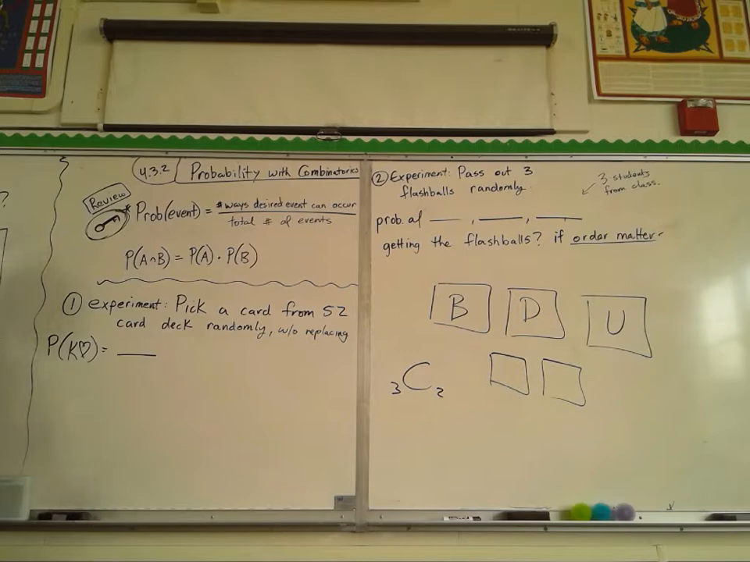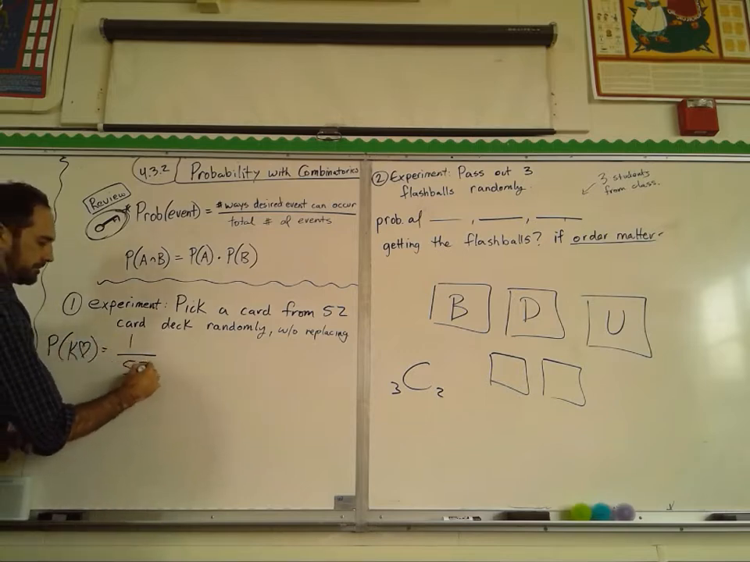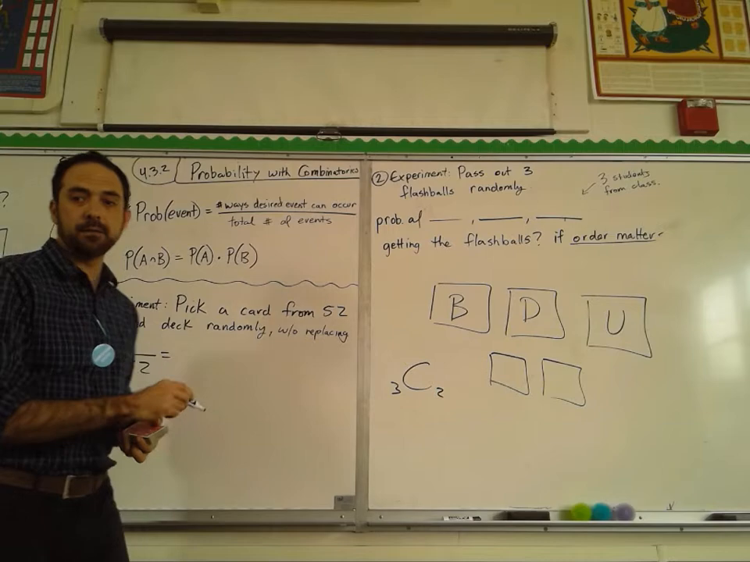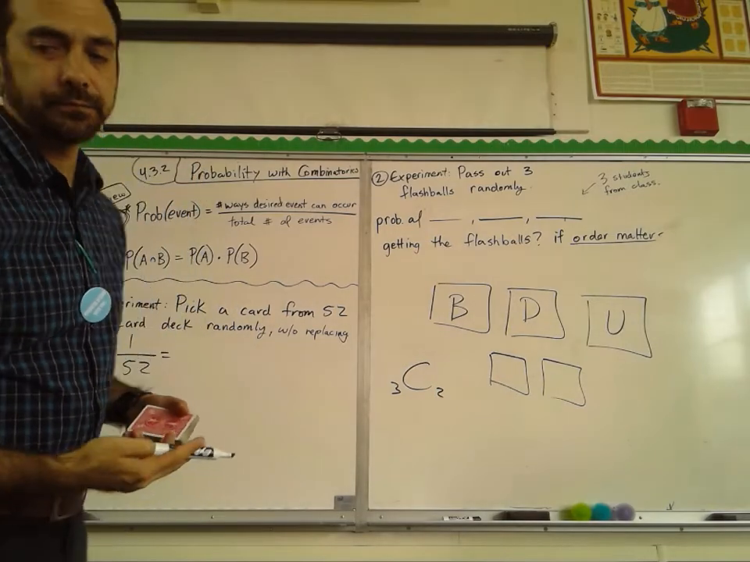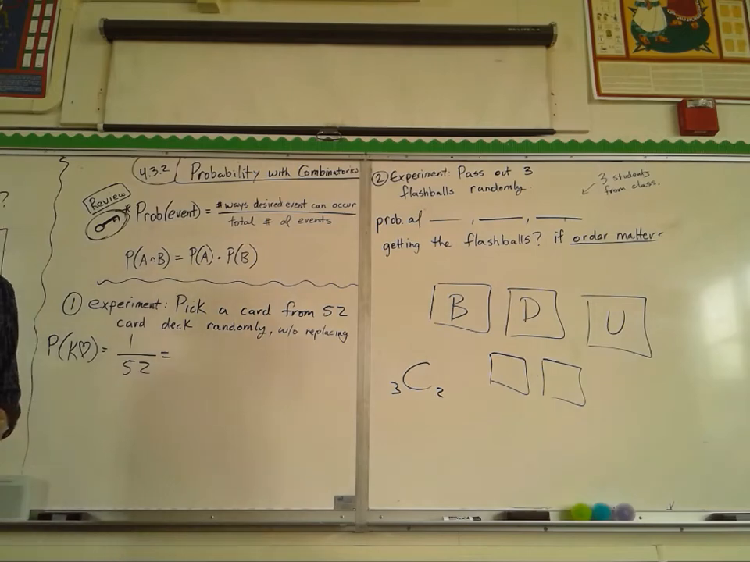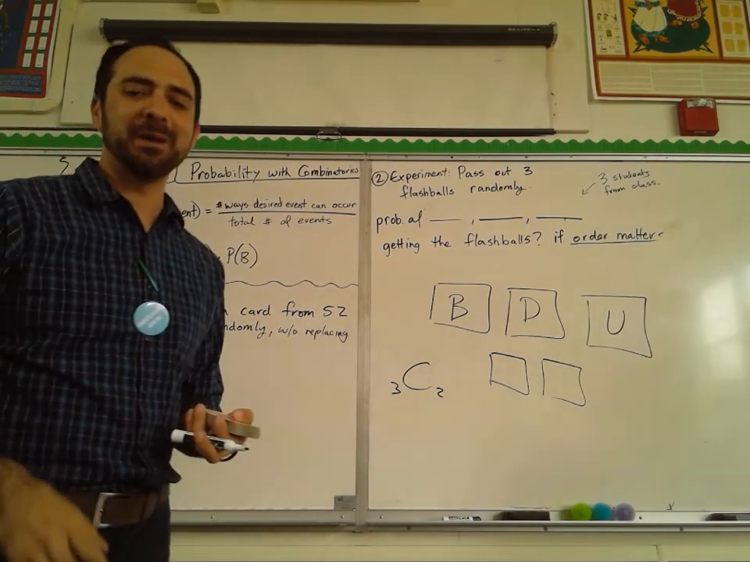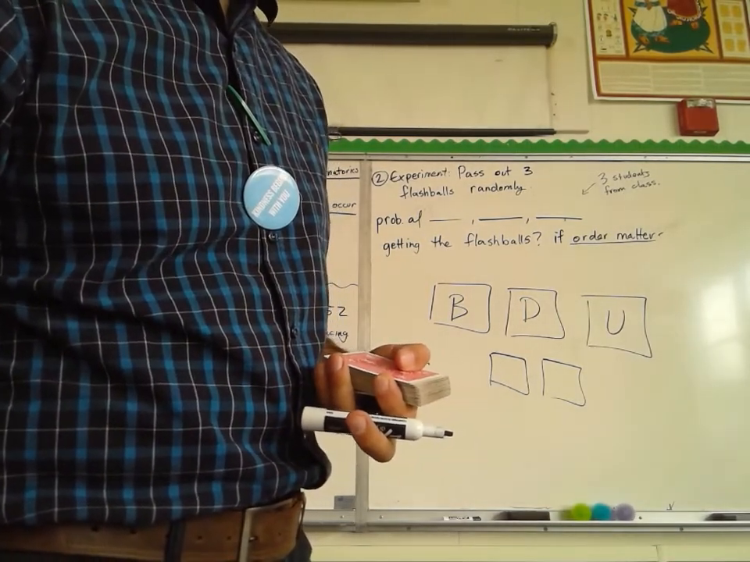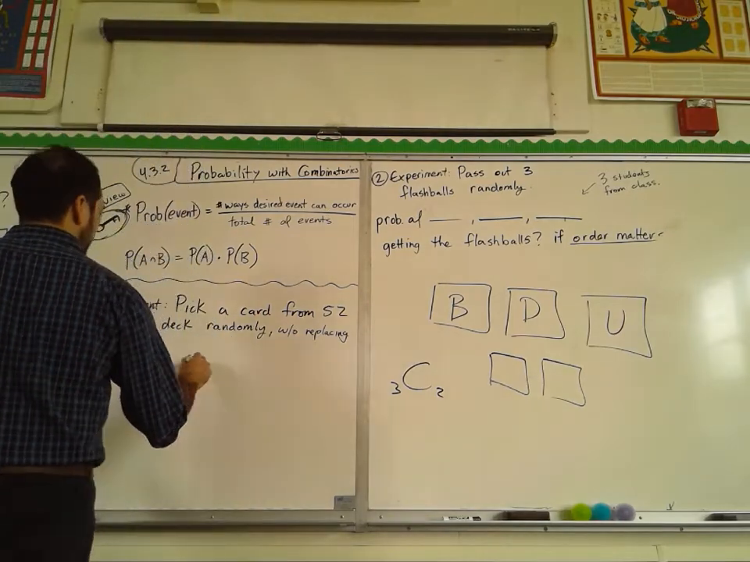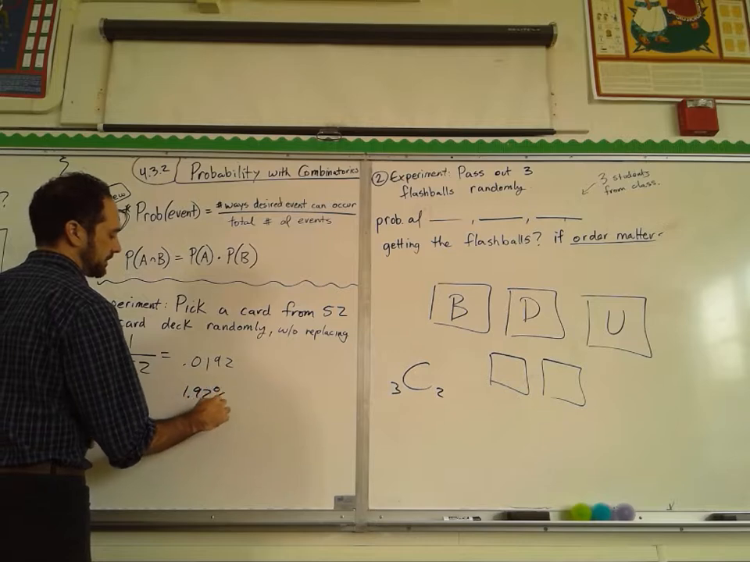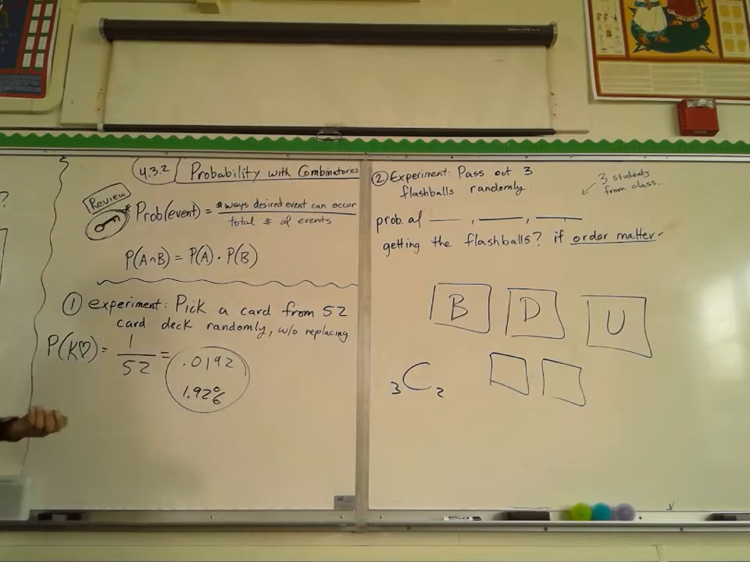Not just kings. King of hearts is one of those out of 52. And what's that as a percent? 0.0192. We can also say that is 1.92%. Yeah. All right. So we know how to do it for one event.